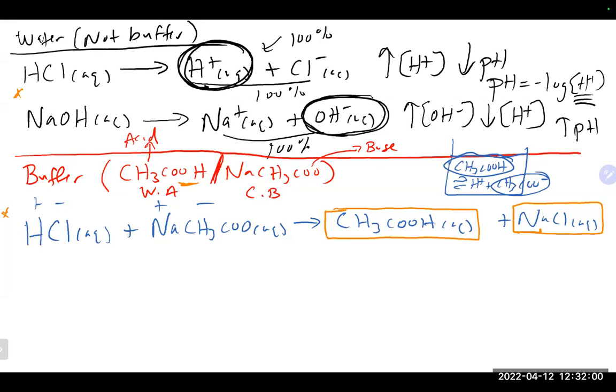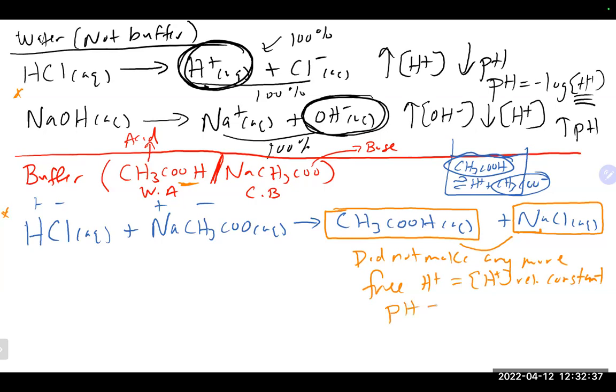And that's really important for pH. In the water situation, we made a ton of H plus really quickly. That's why we saw a very big jump in pH. But over here, we did not make any more free H plus. So what does that mean? If we didn't make any more free H plus, the concentration of H plus remains relatively constant.